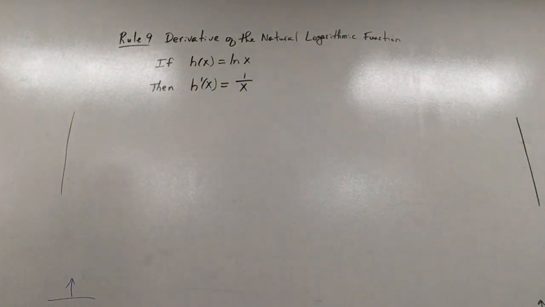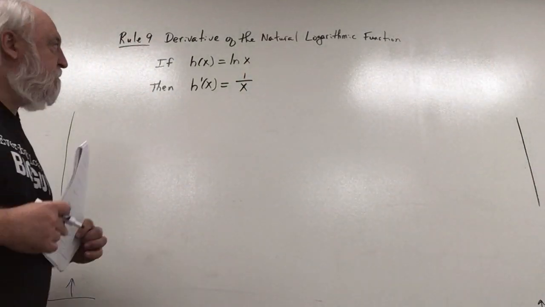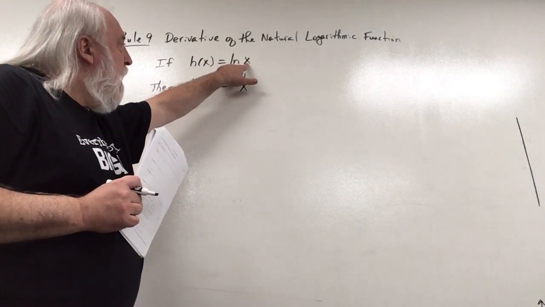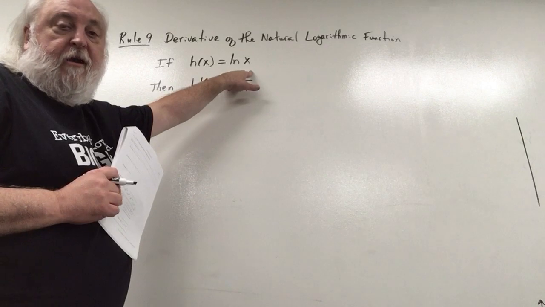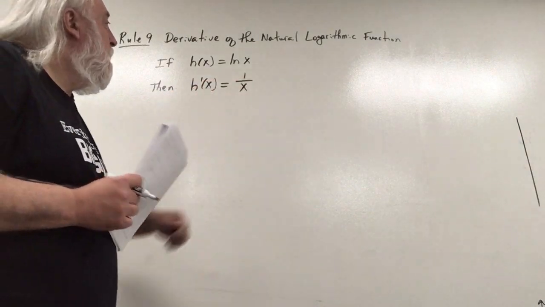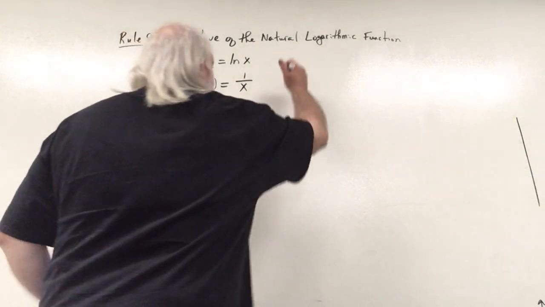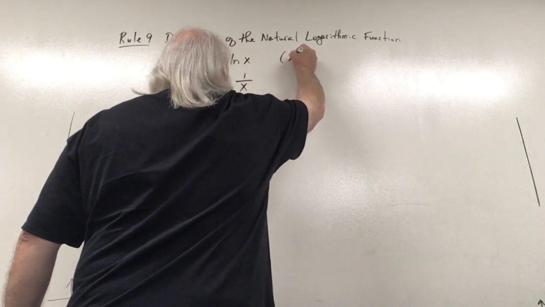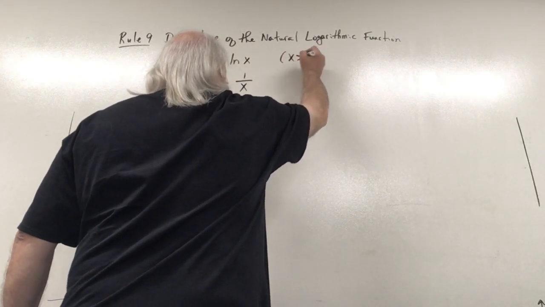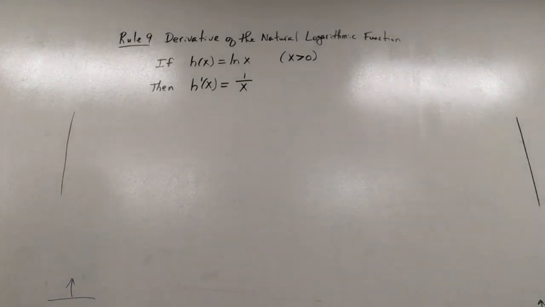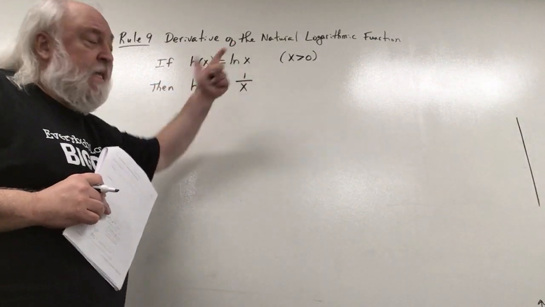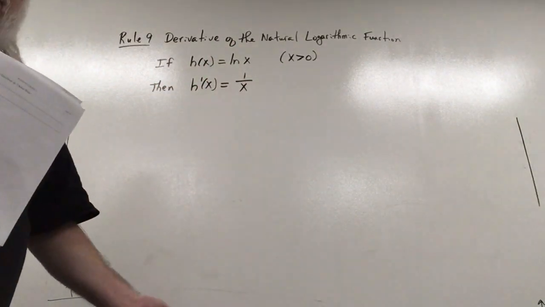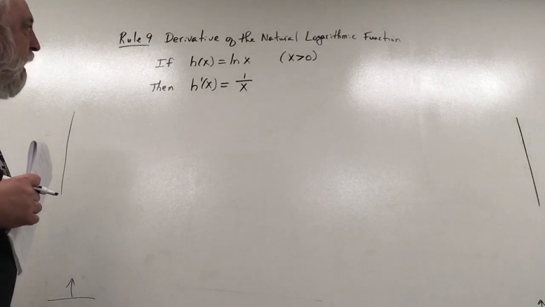Now I should add a couple of comments here. Whenever you take the natural log of a number, it has to be greater than 0. It has to be positive. So we should have the restriction that the x that we're taking the natural log of has to be a positive number, greater than 0. Now some people, when they write this on the right hand side, they'll put the x in parentheses. That's okay. You can do that.